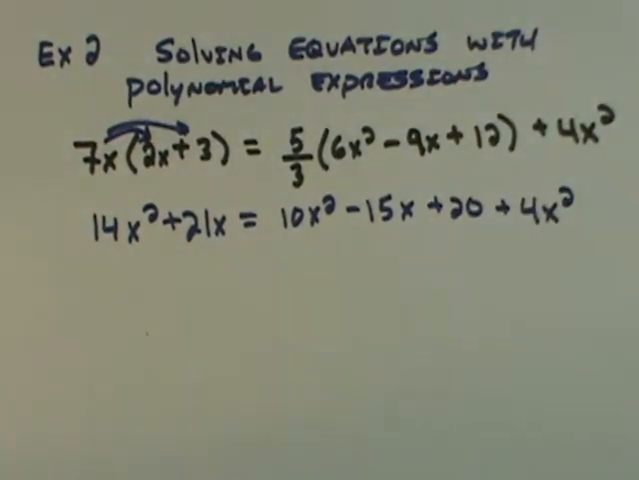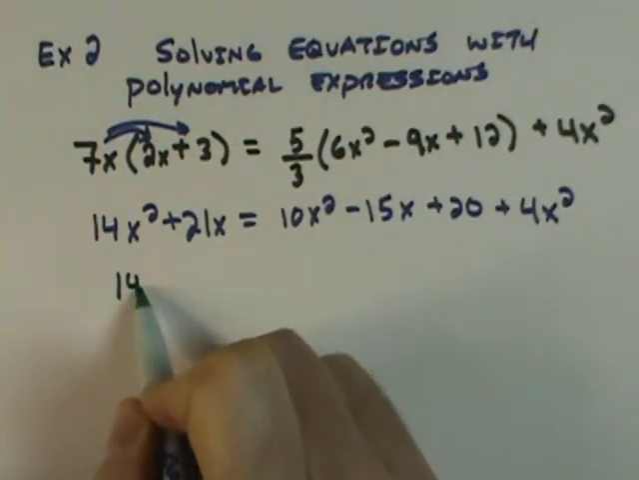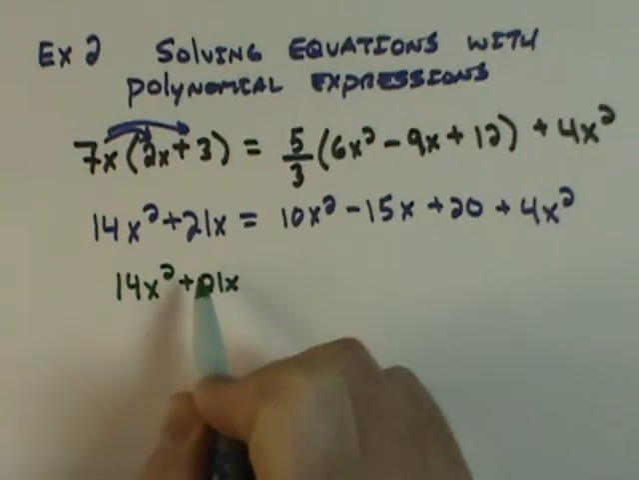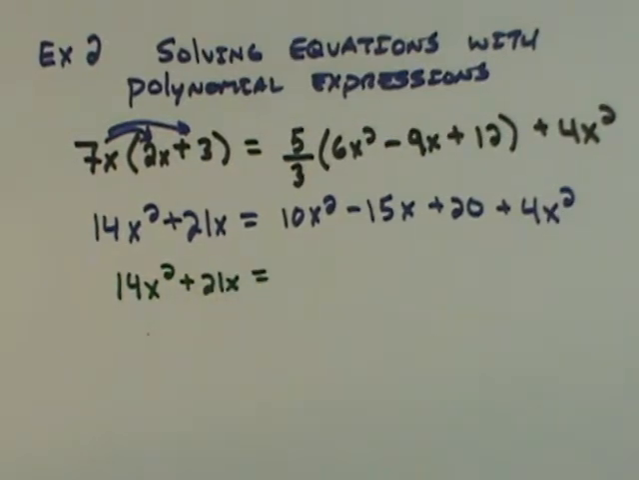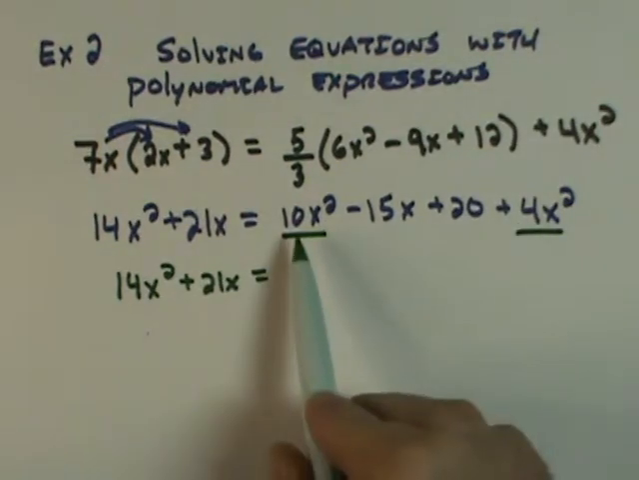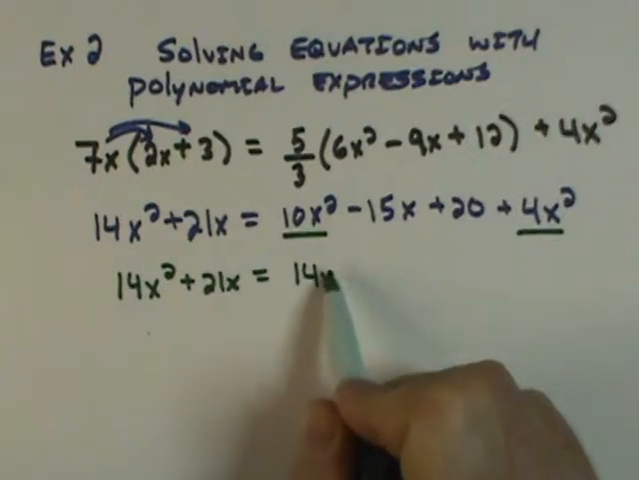And just like everything, as I've been teaching you for months now, before you try to move any terms, simplify each side. See what you're working with. On the left-hand side, this is pretty much already simplified. I cannot combine these like terms because an x squared versus an x are different labels. And then on the right-hand side, 10x squared and 4x squared is 14x squared.